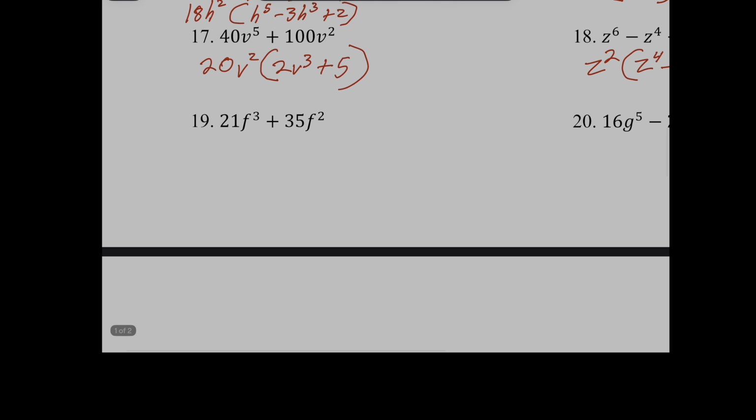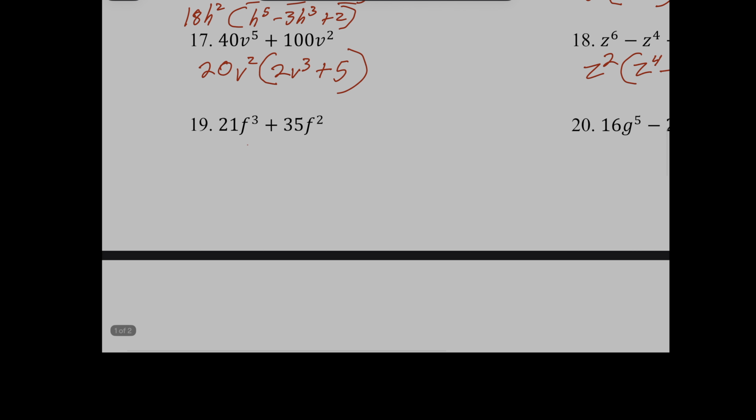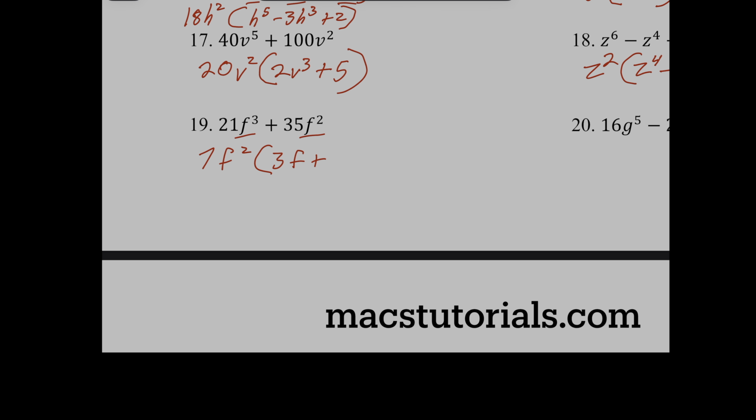Okay? Now I'm going to do the last 2. Here I see a 21 and a 35, and I can pull out a 7. Letters, I see 3 F's and 2 F's. The most I can pull out is 2. What's left over the first one? That would be a 3F plus 35 divided by 7 is 5. I pulled out all my F's.